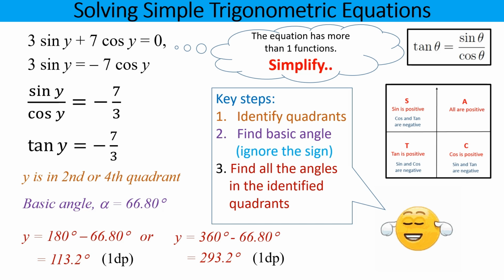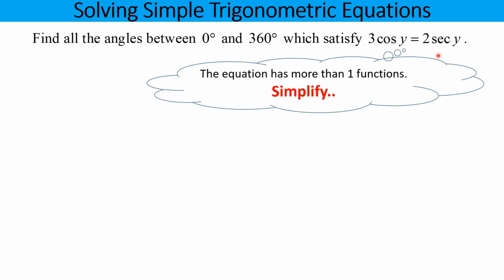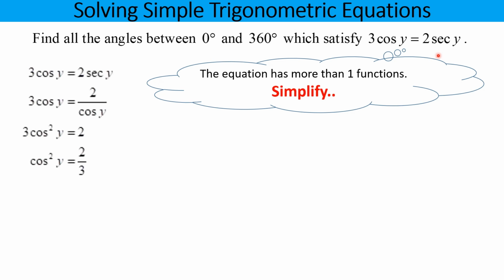Let's take a look at the second example here. In this case, we are going to solve 3 cosine y equals 2 secant y. Again, the equation has 2 functions, so we will need to simplify until we only get 1 function. We need to know the relationship between secant and cosine. We know that secant is equal to 1 over cosine. Knowing this, I simplify and I will be able to get cosine squared equals 2/3.